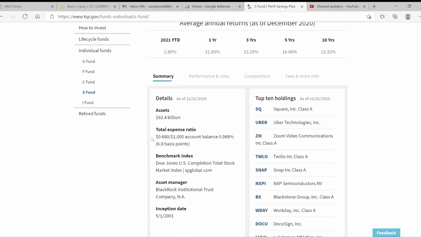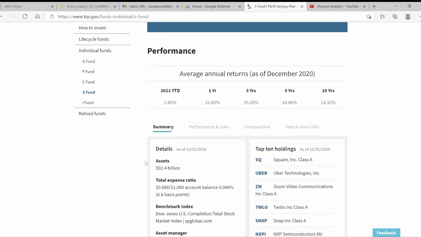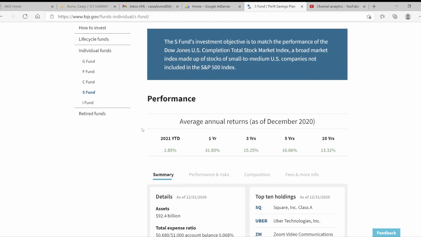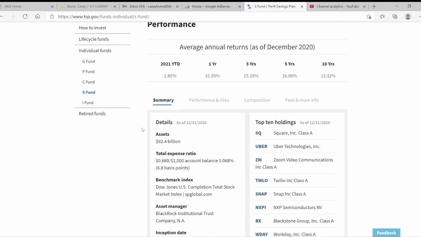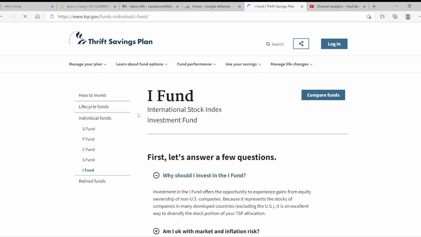Top 10 holdings in the S fund: Square, Uber, Zoom, Twilio, Snapchat, Blackstone. As you see, there's a bunch of those fast-growing tech companies. These ones are not included in the S&P 500, and these ones just went up. They just rocketed to the moon last year. The one thing that you should know about the S fund is that these small cap, medium cap companies, if the stock market does crash or correct, these ones are going to take the beating the hardest. So last one, I fund.